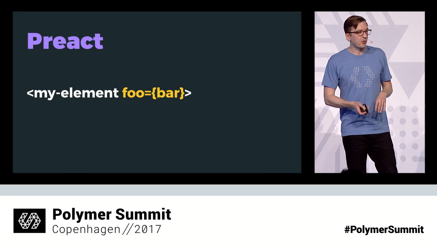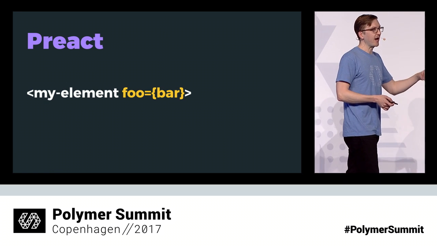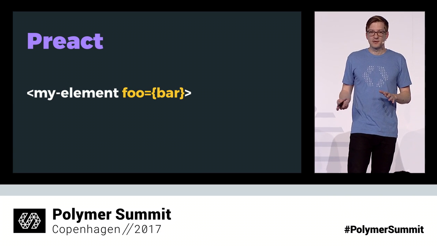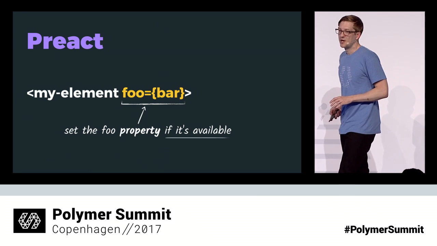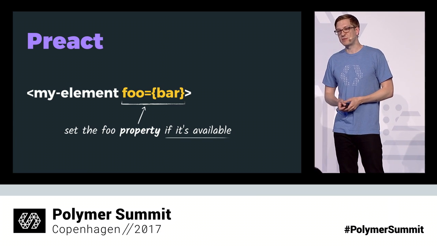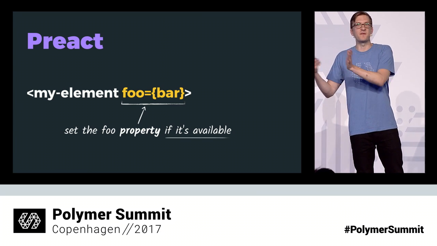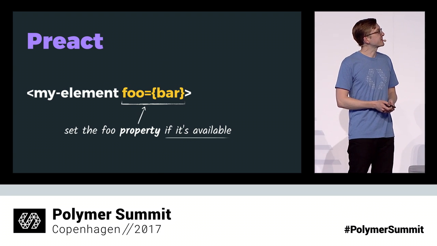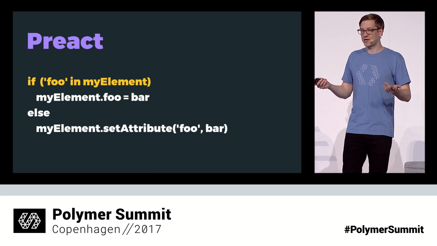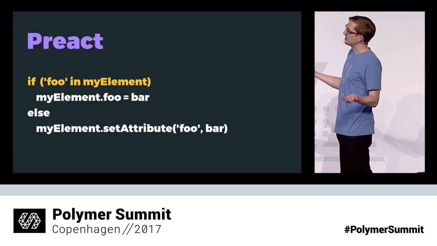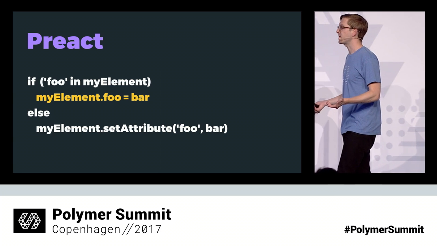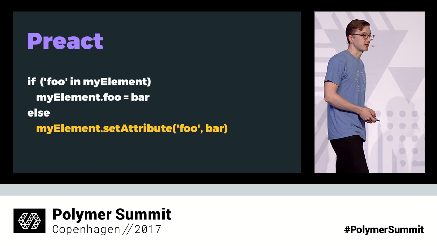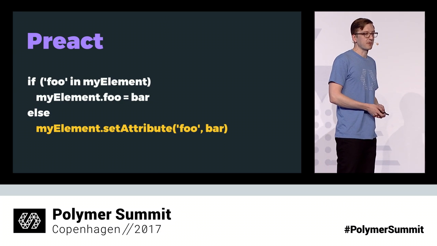Finally, Preact. Now, Preact is interesting because Preact, like React, uses JSX. But it uses a different heuristic. So when it encounters a custom element, it will use the property on the custom element if it is defined, if it is available. Otherwise, it'll fall back to using an attribute. So the way this works in Preact goes like this. It just does an in check. So it'll say, if foo in my element, use the property. And if it's not, okay, well, we'll fall back to the attribute then. We'll treat it like configuration. This is pretty cool, and it actually works pretty well.